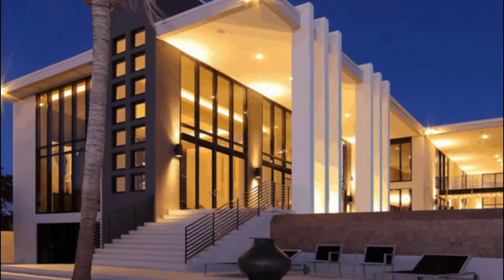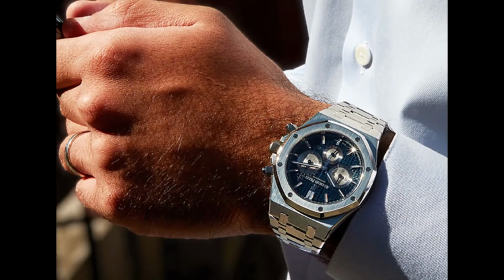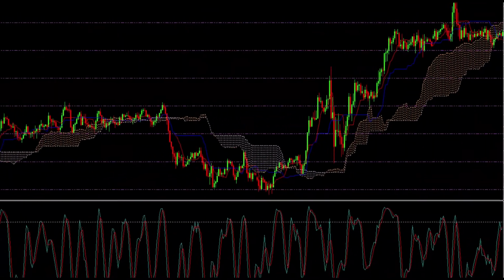I'm going to teach you about Ichimoku Kinko. Ichimoku Kinko is a trading tool made to give traders the ultimate edge in the market.